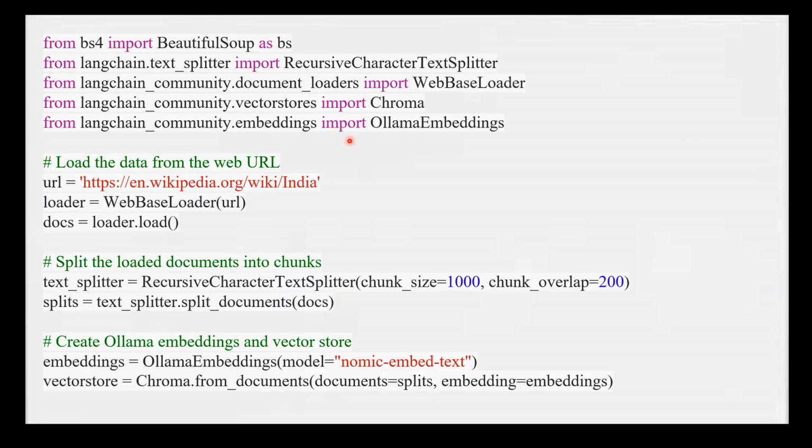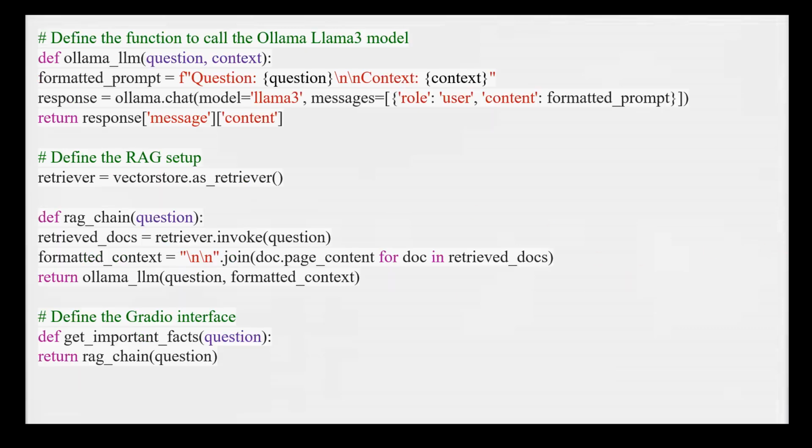And after this, you will load the data from the specified web URL and process it into a format suitable for this RAG model. And then you will define a function, ollama_llm, to call the Llama 3 model and another RAG chain that integrates this Ollama with the data loaded from the web. And then you define a Gradio interface that takes input and runs the RAG chain function to generate an answer. And finally, you will launch the Gradio app, which allows you to interact with the RAG model through a web interface.